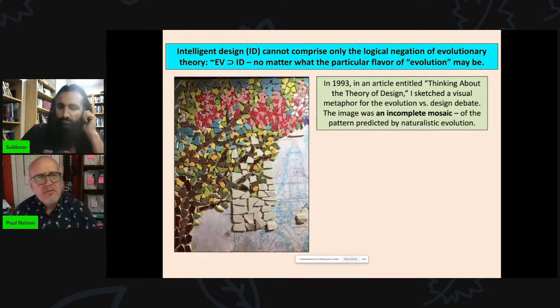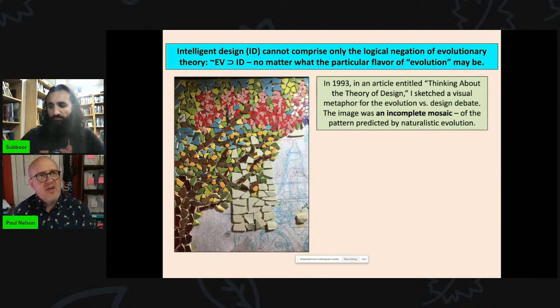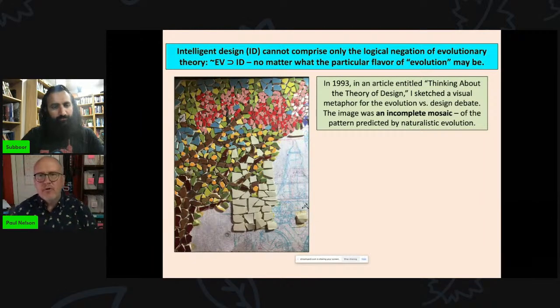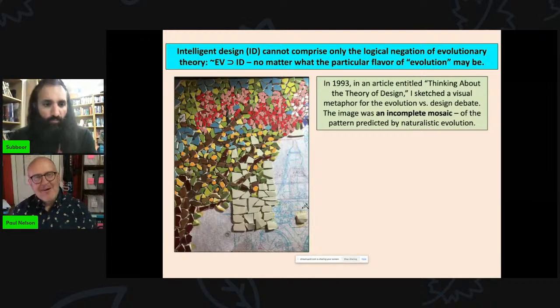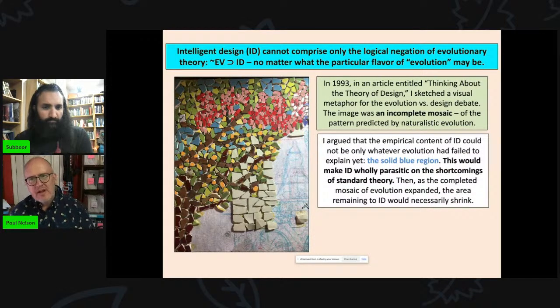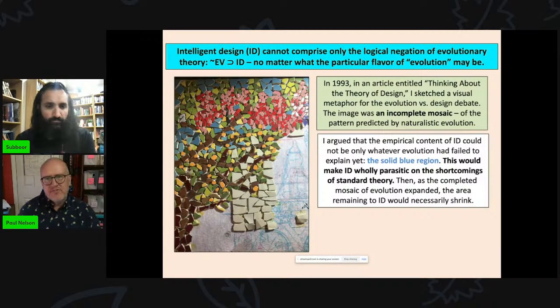And this is something that has troubled me for a long time, because I think historically and today, many people think of design as simply gainsaying the claims of evolution. So if evolution says X, then intelligent design says negation X. Or if evolution says Y, negation Y, and so forth. So 30 years ago, I can't believe that much time has gone by, I wrote an article, a long article called Thinking About the Theory of Design. And in that article, I sketched a visual metaphor for the evolution versus design debate.